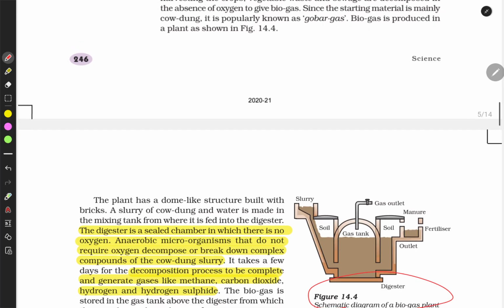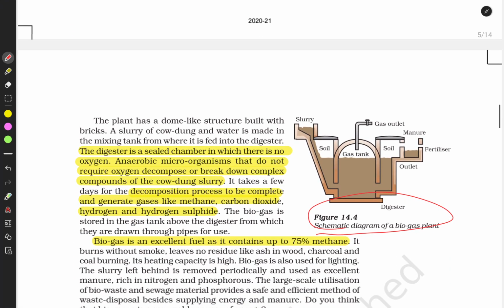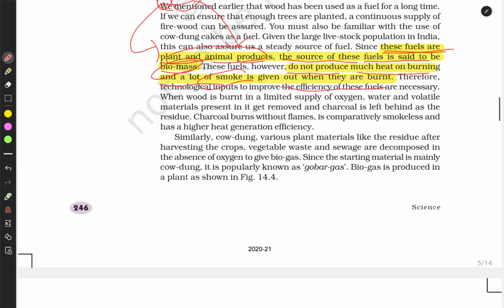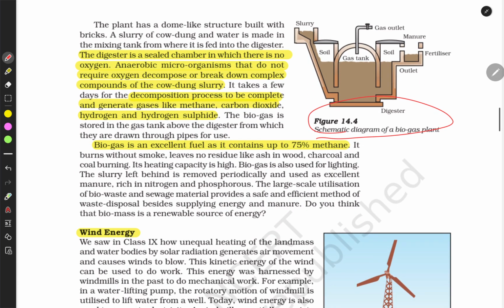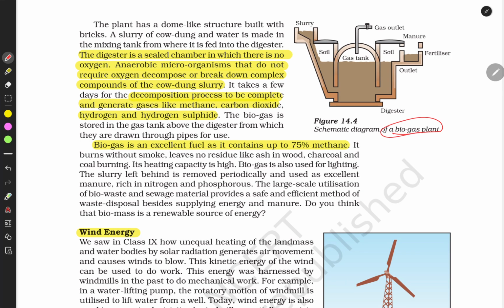Other than gobar gas, we also burn charcoal without a flame, and it is comparatively smokeless and has a higher heat generation efficiency. So let's talk about this biogas plant, where we are storing some cow dung, then it goes through anaerobic decomposition, and then methane and flammable gases are produced.